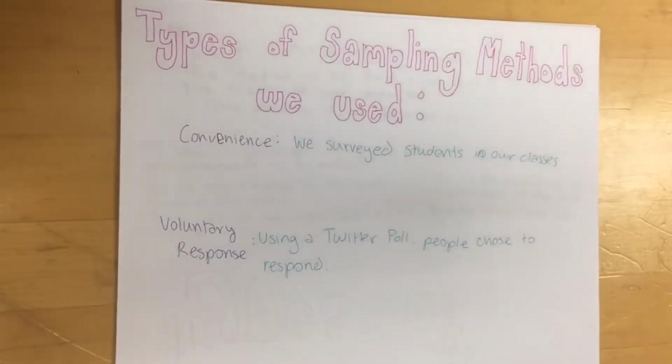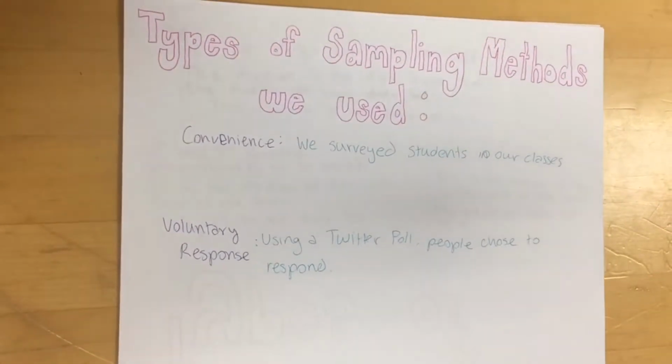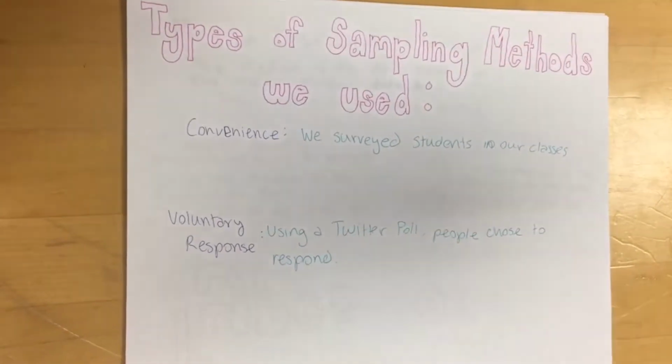The types of sampling methods that we used are convenience by surveying students in our class and voluntary response through a Twitter poll.